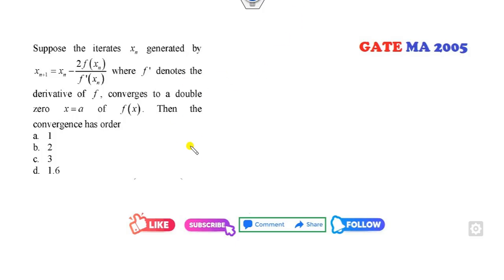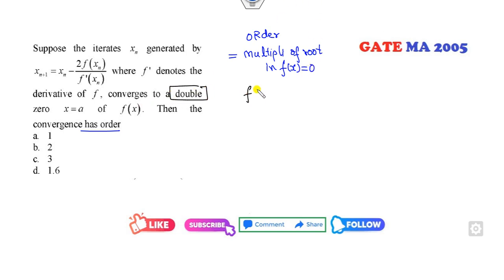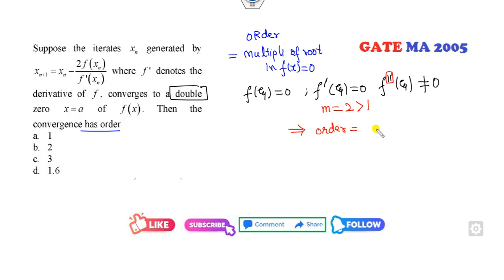Okay, look at this another one. The order of the convergence. Order of convergence depends upon the multiplicity of the root of f(x) equals 0. So what is given to you? It has a double root. That means f(xi) is 0, f dash of xi is 0, and f double dash of xi is non-zero. So what is my m? M is 2, which is greater than 1. So that means the order is linear.